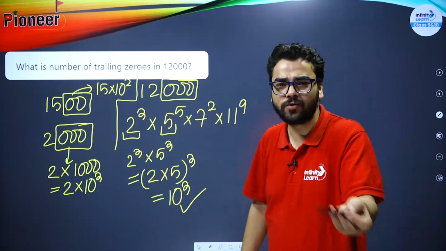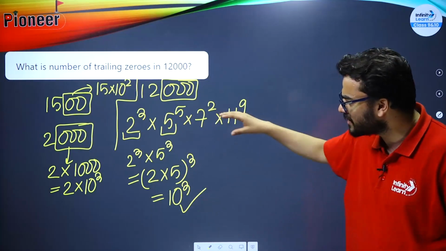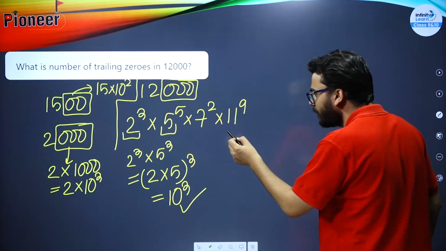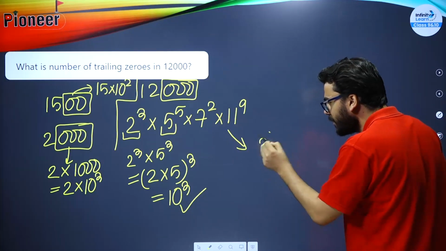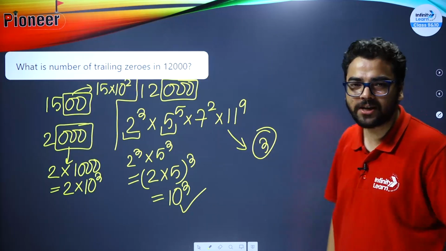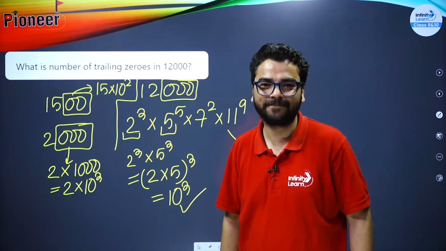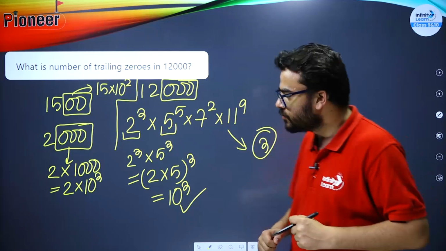It means 10 into 10 into 10. So you will say that this will terminate, or you can say the number of trailing zeros over here will be 3. I hope this logic is clear to every student over here. Okay, so let's move on.